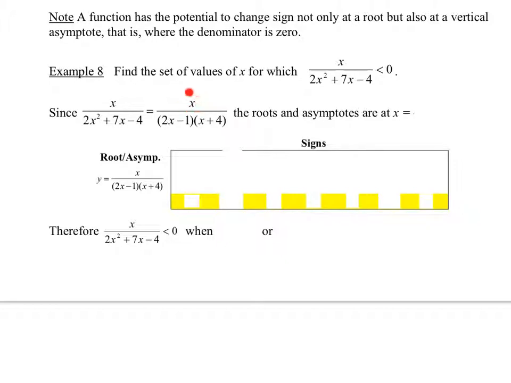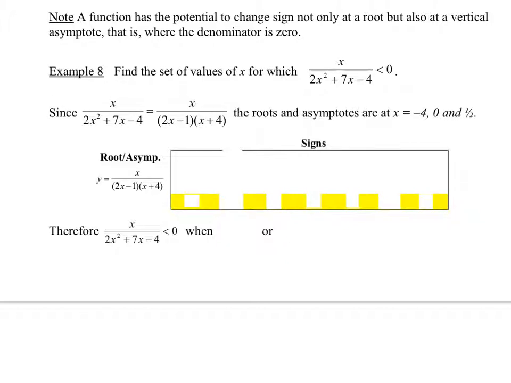Well, the top would be equal to 0 when x is equal to 0, and then we're also interested in when the bottom would be equal to 0, so when x is equal to a positive 1/2 and when x is equal to negative 4. So the roots and asymptotes for that would be negative 4, 0, and 1/2. This word asymptote, the asymptotes occur when the bottom is equal to 0. We'll look at that in more detail later when we're looking at the graphs of functions.